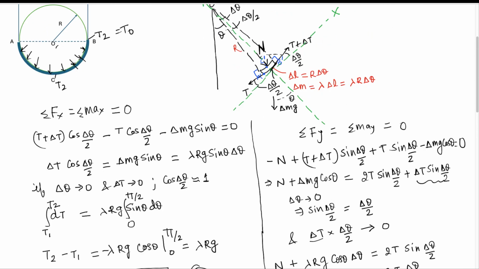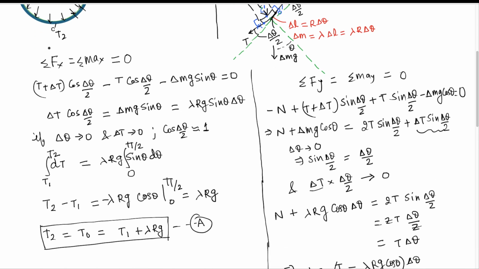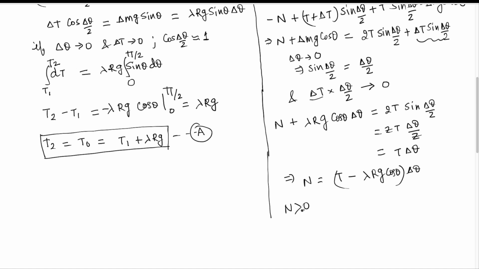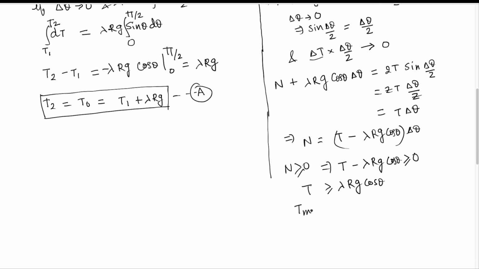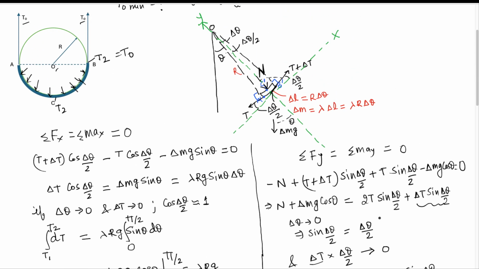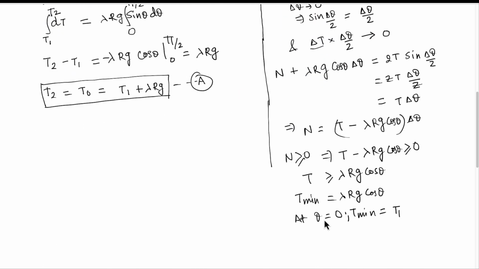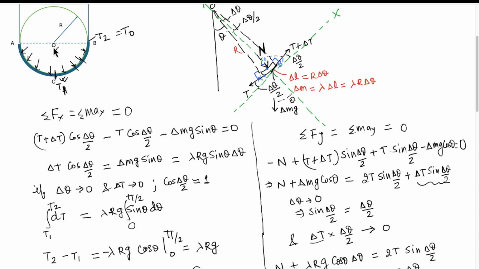Now we know that for the rope to be held in this way, N cannot be 0. So N must be greater than 0. That implies T minus lambda Rg cos theta should be greater than 0. Therefore, T is greater than or equal to lambda Rg cos theta. Now, minimum T is going to be lambda Rg cos theta. Now, at theta equal to 0, T minimum is nothing but T1, because theta equal to 0 is at this point. You get it? T minimum at theta equal to 0, you will get T1, right?